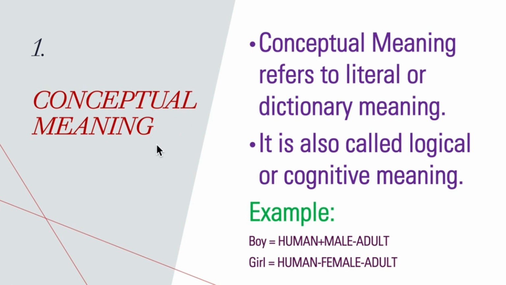Number 1, conceptual meaning. Conceptual meaning refers to literal or dictionary meaning. It is also called logical or cognitive meaning. For example, boy: human, male, adult; girl: human, female, adult. In fact, conceptual meaning is the direct meaning. It means what it means. It does not give you any other shade of meaning. Move on to the next.